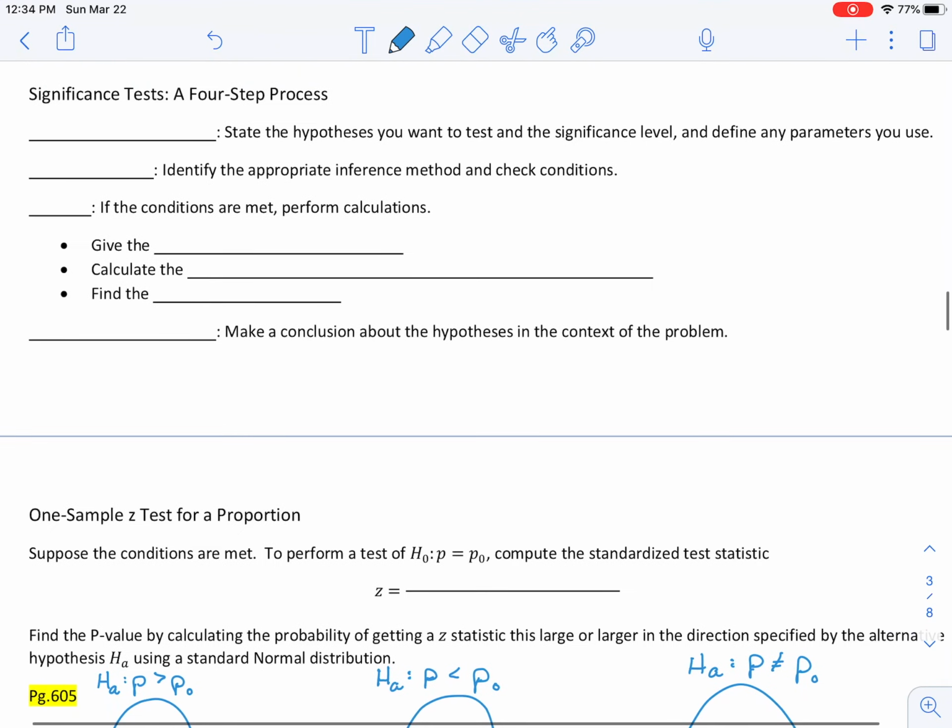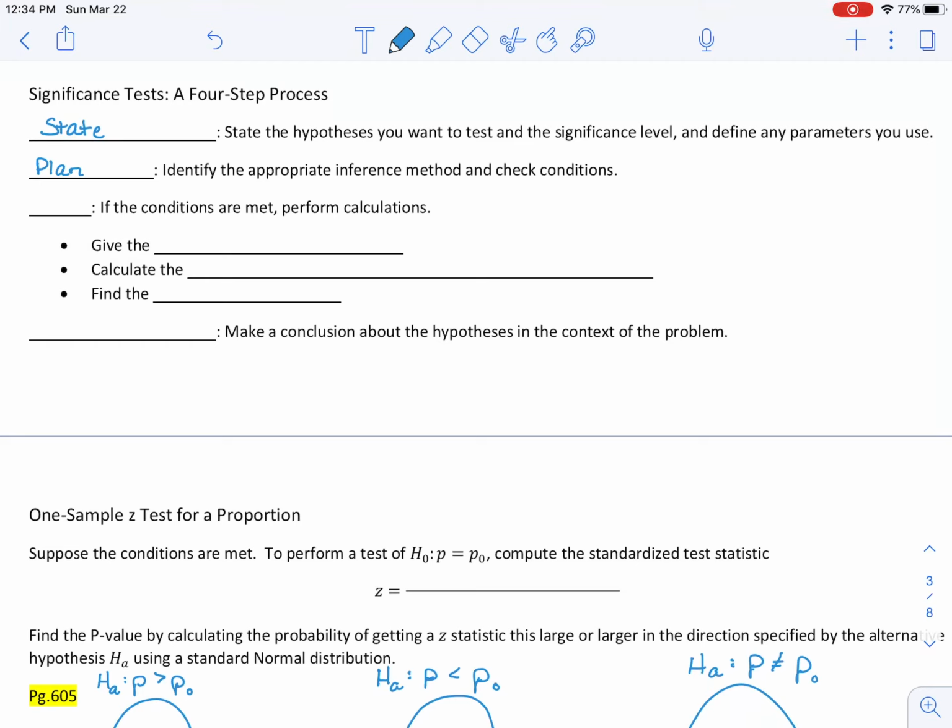Just like when we do confidence intervals, there is a 4-step process that we kind of just did, but we're going to be very clear what those 4 steps are. You start by stating what you're doing. In this case, stating the hypotheses that you want to test, stating the significance level at which you'll be testing it, and defining any parameters you're going to be using. Then we always plan. When we plan, you need to state what type of test you are doing. What we're going through today is the one sample z test for a population proportion. Then you have to check those 3 conditions.